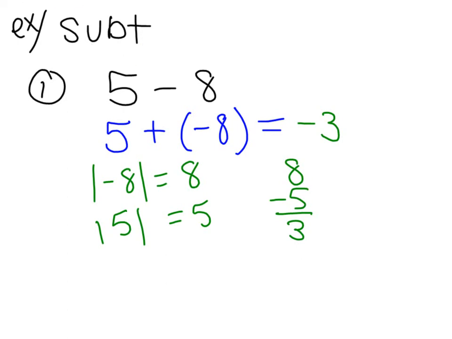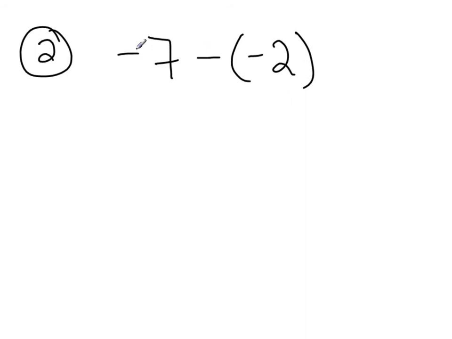Let's see one where that keep, change, change rule is a little more useful. Let's say we have negative 7 minus negative 2. So we keep the first part. Even though it's negative 7, it's fine. We always keep whatever's in the front. Now instead of subtracting, we're going to change to addition. Instead of negative 2, we have the opposite. We change it to positive 2. And now we have negative 7 plus 2, which is a nice negative 5.